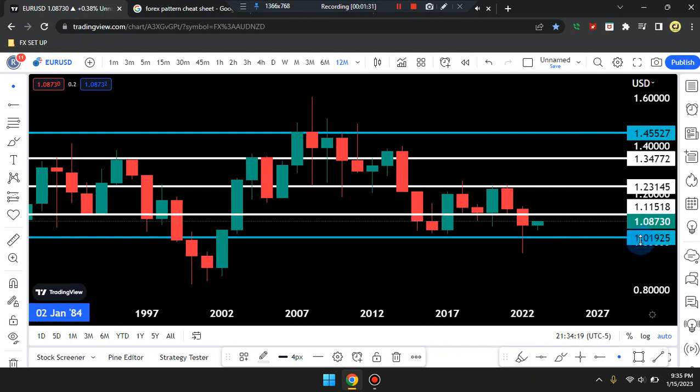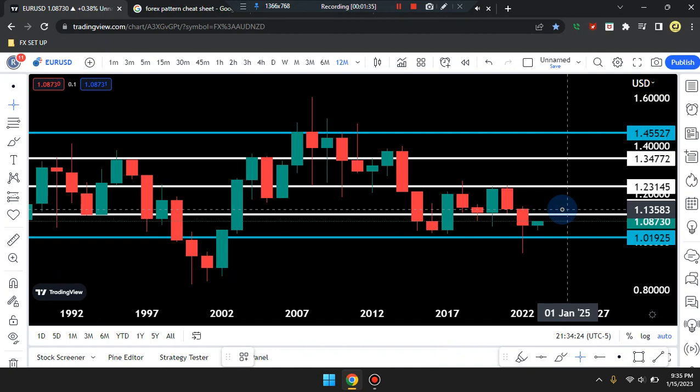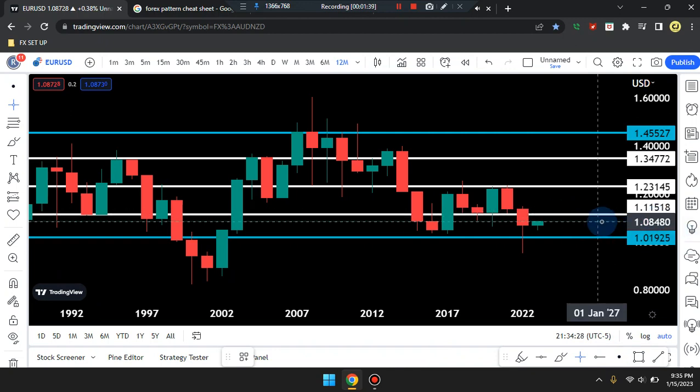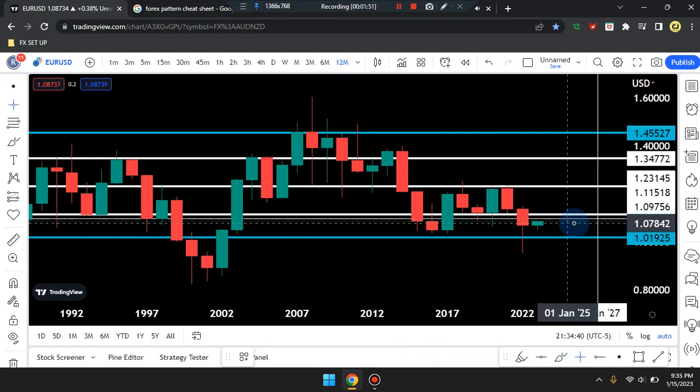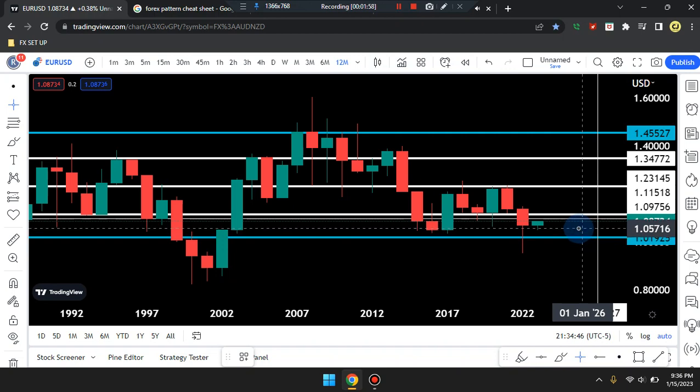Current price is sitting at 1.08730. So if price works its way up, we are looking for price to tag that resistance line in white at 1.11518. Before tagging that area, it can tag the midpoint at 1.09756. If price action drops down, it can tag that support line at 1.01925, before tagging the midpoint in that area, which would be near the numbers of 1.05716.